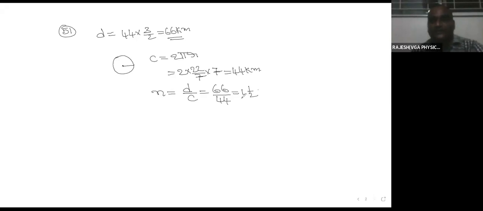So 1 round finished means displacement 0. In half round, what is displacement? So half round displacement is 2r. So 14 kilometers. So distance by circumference gives number of rounds finished. From that, we can find what fraction of round is completed. So from that fraction, we can find displacement.